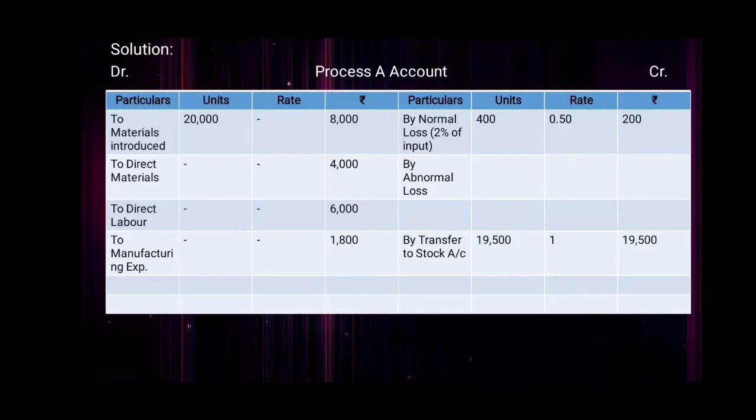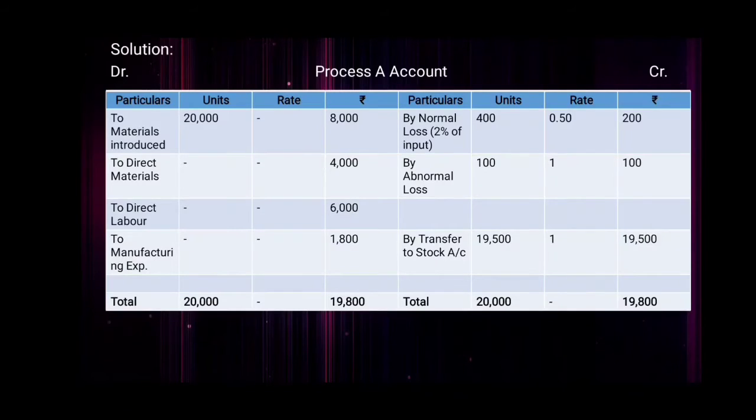So in this account we are getting abnormal loss on the credit side. So the abnormal loss unit will be 100 at the rate of rupees 1. Total amount will be 100. Now let us take total of both the side. Unit as 20,000 and the total amount will be 19,800.